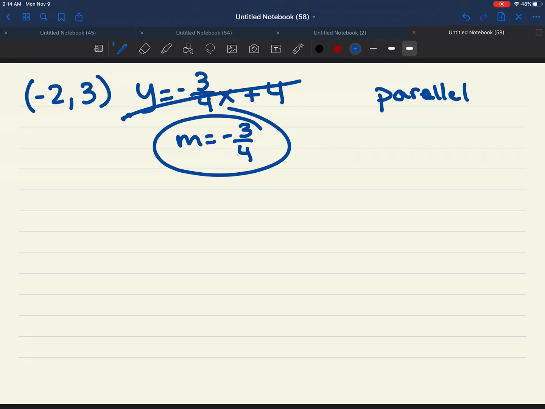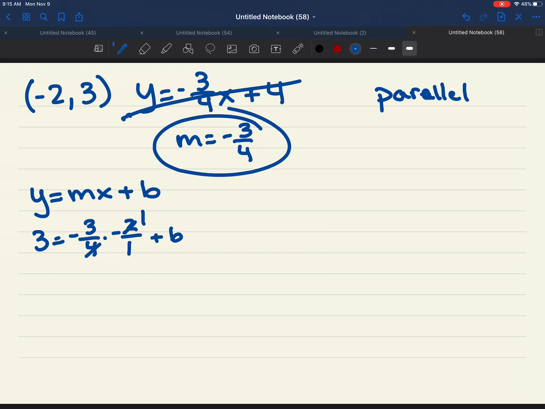Okay? What form am I putting all of these in? Slope-intercept form. y equals mx plus b. Okay? What would I plug in for my y value? 3. Look at that ordered pair. What do I plug in for the slope? -3/4. And for x? I'm going to put -2/1 since we're working with fractions. Okay? What can I simplify with -3/4 and -2/1? To get 1 and 2. Negative times a negative would give you a positive.